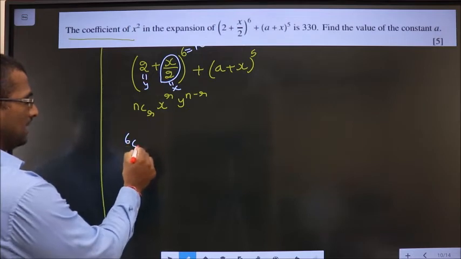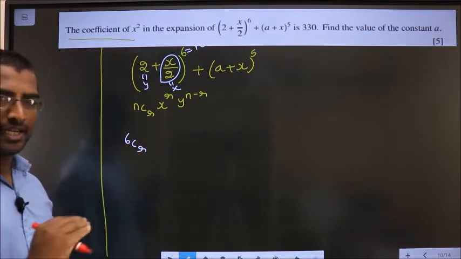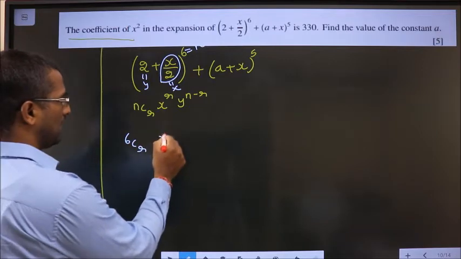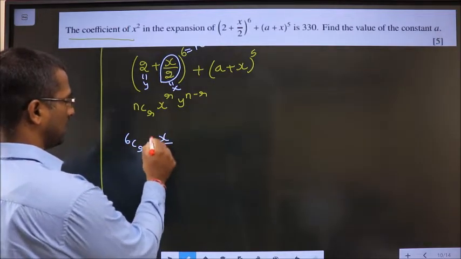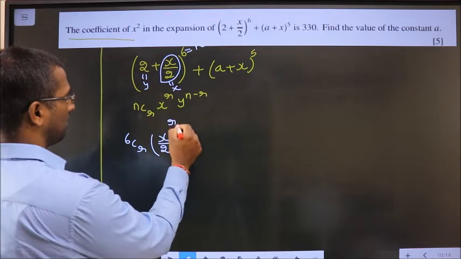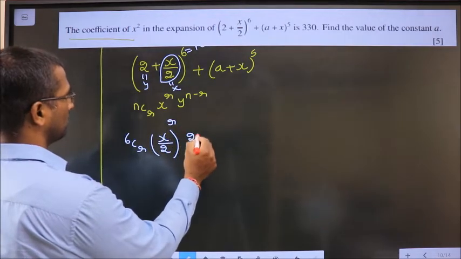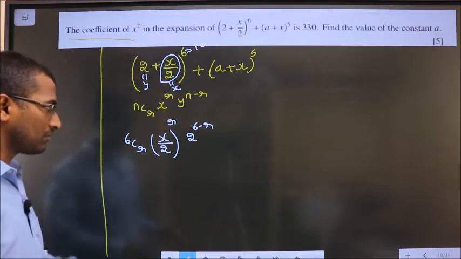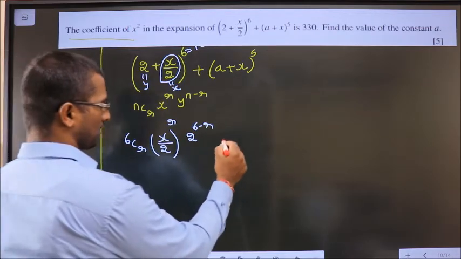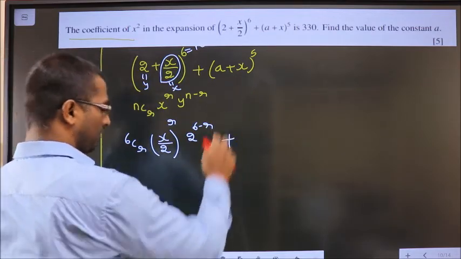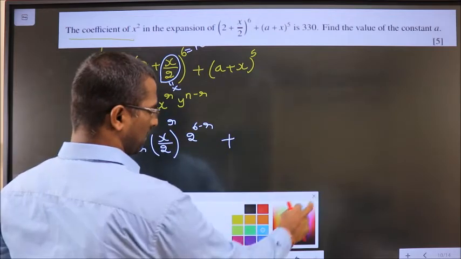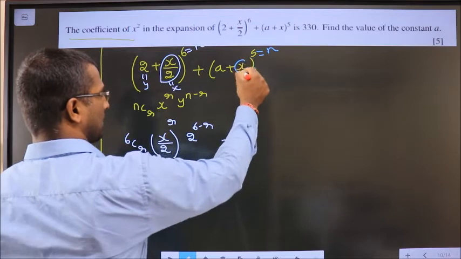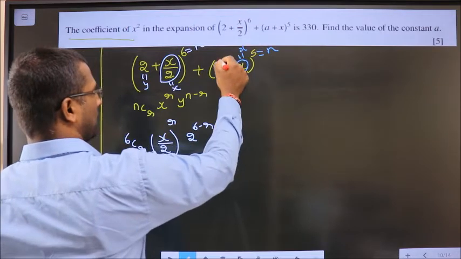Replace it in this now. It is 6Cr. r will remain like that only. x^r is, in place of x, (x/2)^r. y is 2. Power n is 6. Now plus. Same for this as well. Here n is 5, x is x, and y is a.